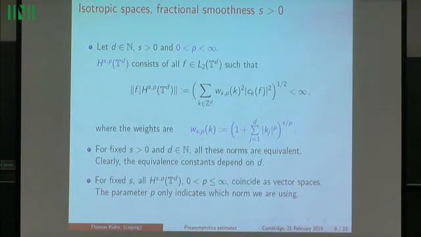And the norm with parameter p is again a weighted L2 sum of Fourier coefficients. Now the weight is basically the p norm of the frequency vector to the power s. So clearly, if you fix the smoothness and of course the dimension, then all these norms are equivalent, but with equivalence constant depending on d. As vector spaces, all these spaces coincide. It's just H^s.